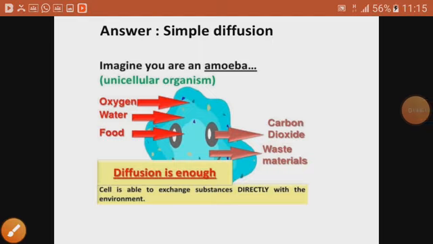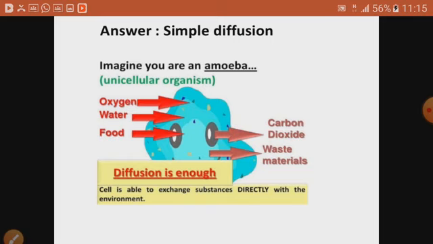There is one more NCERT question related to this topic: do you believe that diffusion alone is enough for a multicellular organism? So the answer will be no. Why? In case of multicellular organisms, diffusion alone is not sufficient to respire.